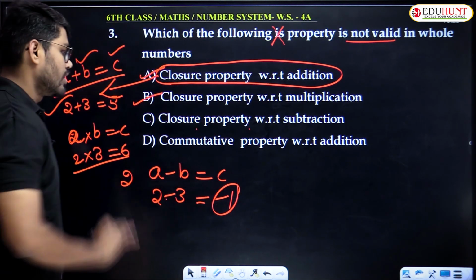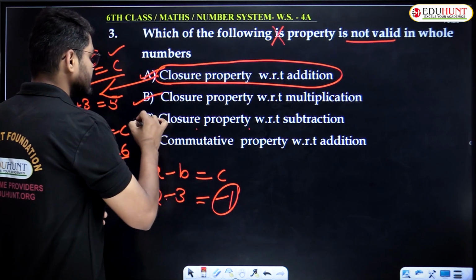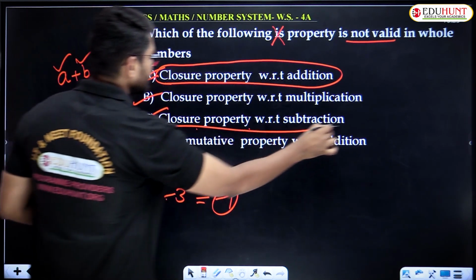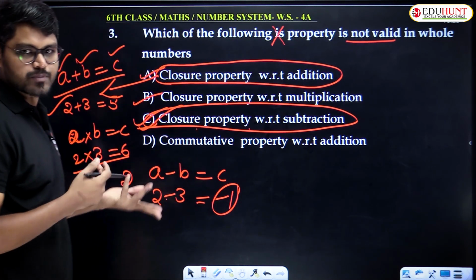Is it possible now? No. Why? Minus 1 is not present in whole numbers. That's why this is the correct answer for this question. Commutative property with respect to addition, it's possible.